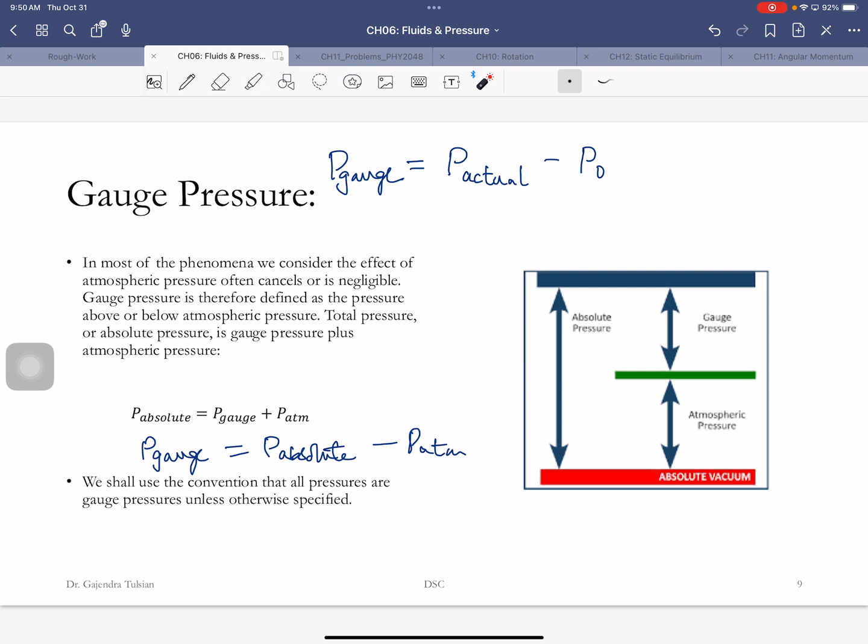When you're in your doctor's office, they tell you the pressure is 120 millimeters of mercury. That's a gauge pressure. So the high blood pressure is 120 millimeters of mercury, and the atmospheric pressure is 760 millimeters of mercury. So your actual pressure is 880 millimeters of mercury.